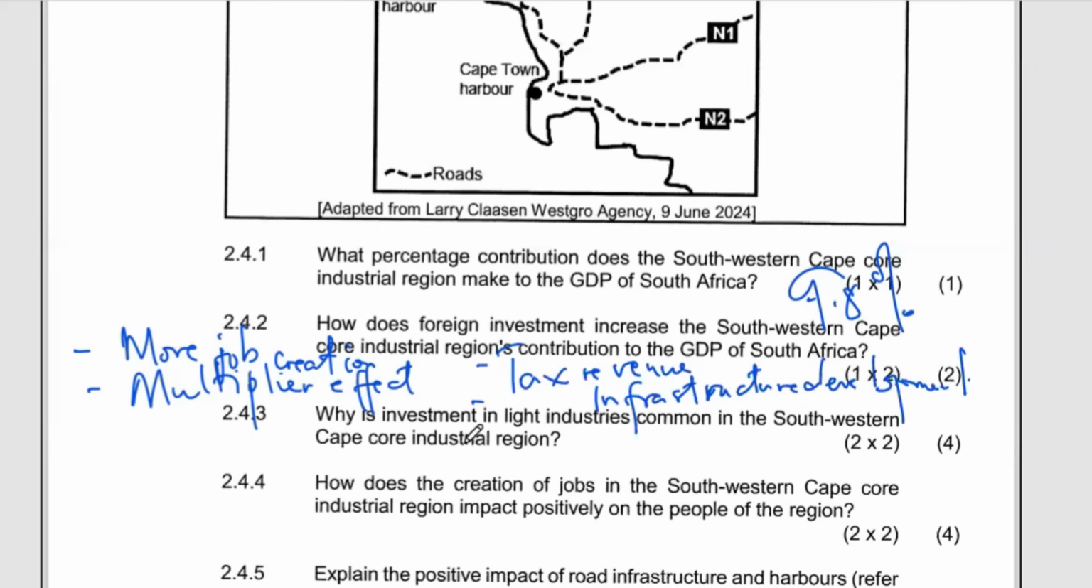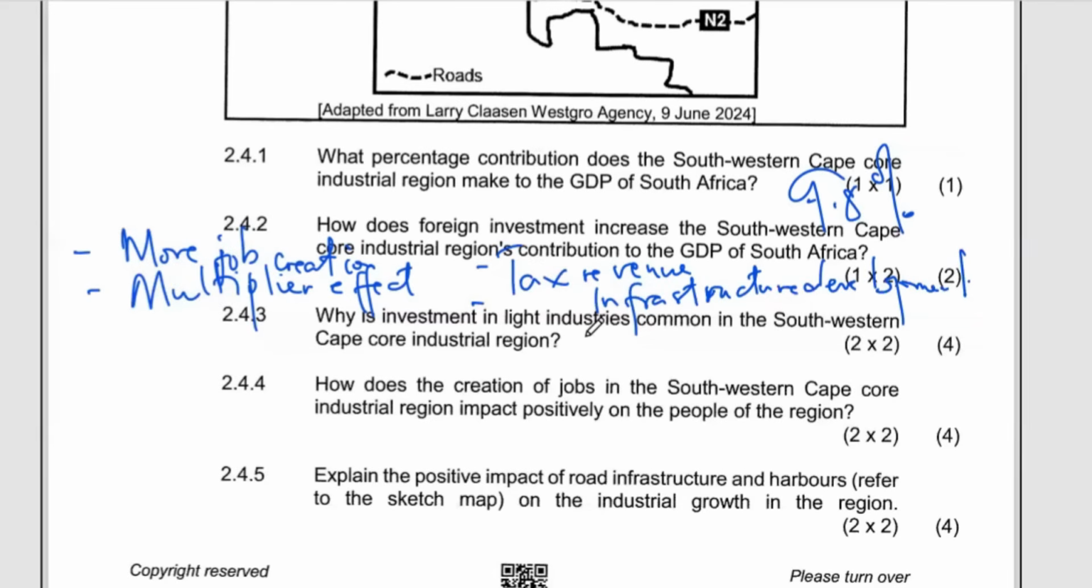Right, number 2.4.3. Why is investment in light industries common in the Southwestern Cape Core Industrial Region? Why is it that they focus more on light industrial activities?